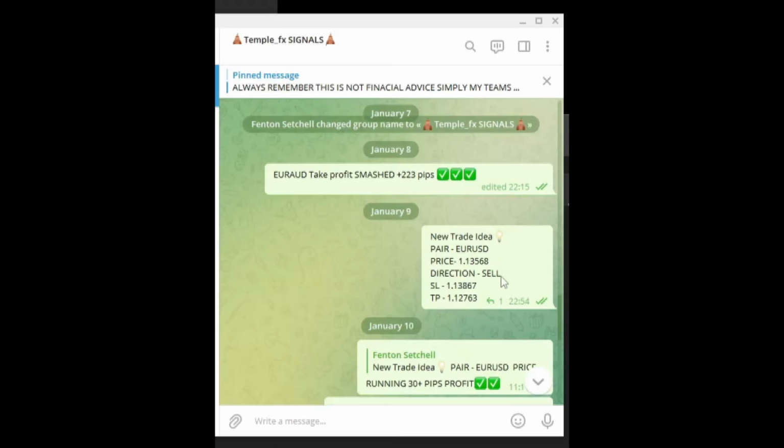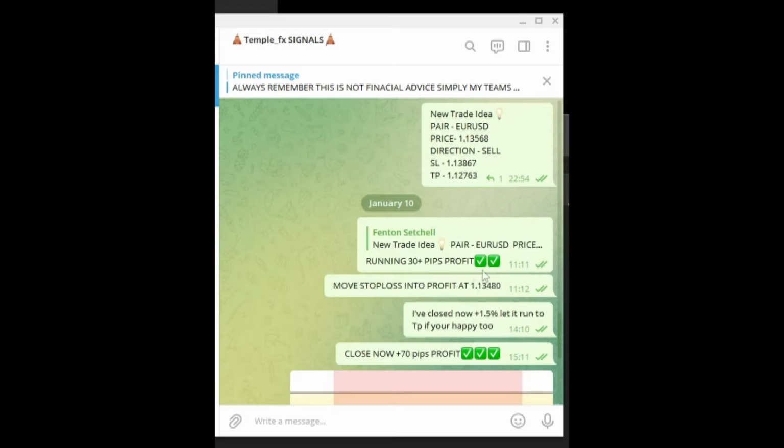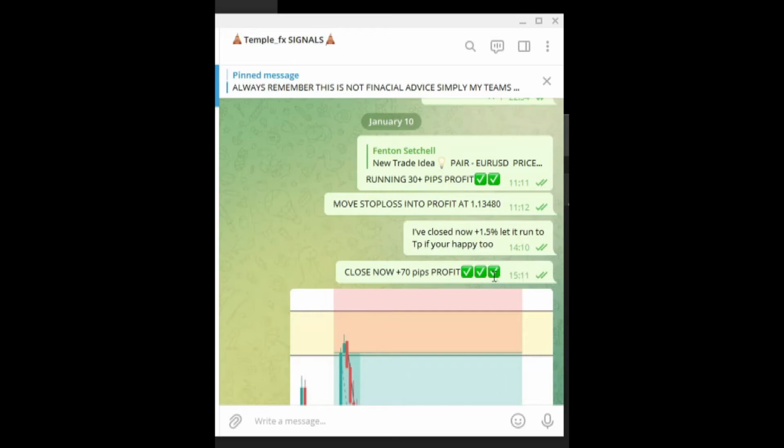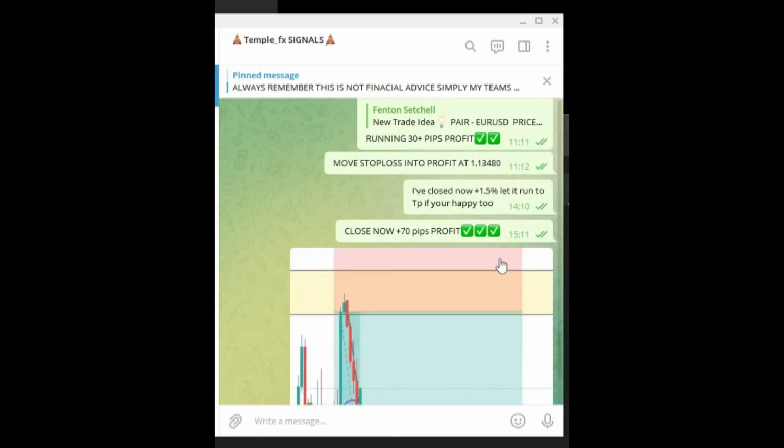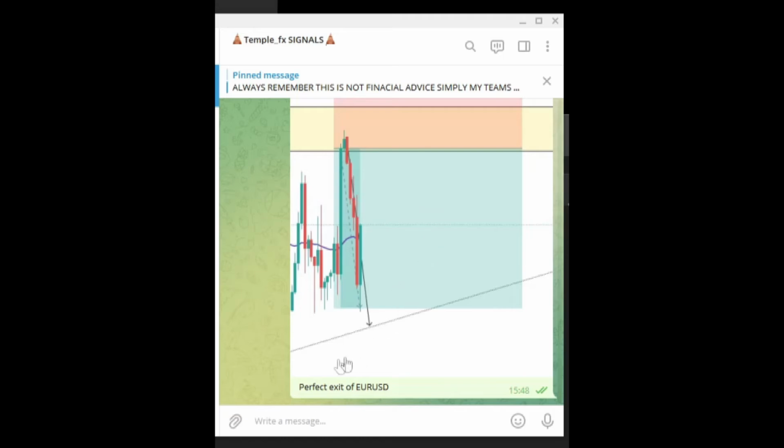This is the trade here, Euro USD sell, 30 pips profit at 11 minutes past 11. Yeah, so look, signal was sent at 5 to 11. Running profit at 11:11, and then closed now 17 pips at about 3. So look, I've closed now, take profit about 2 o'clock, close now 3 o'clock, and there's a screenshot of it. Perfect exit.